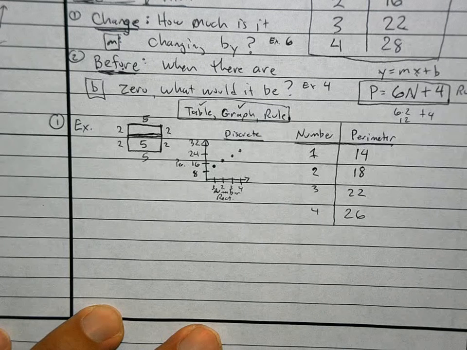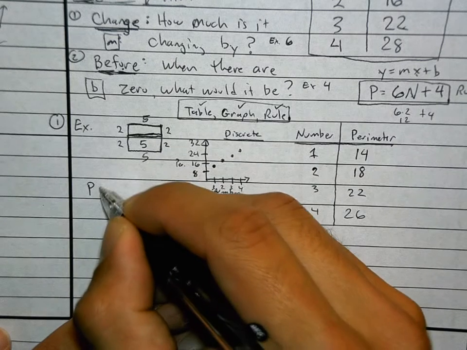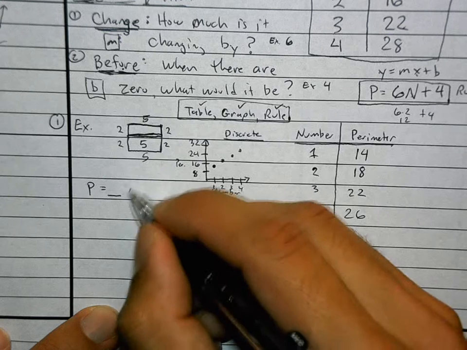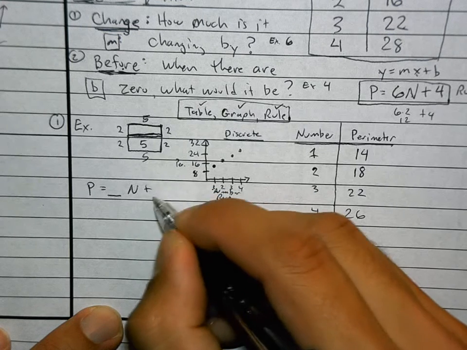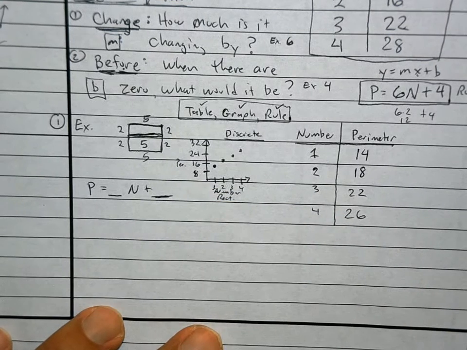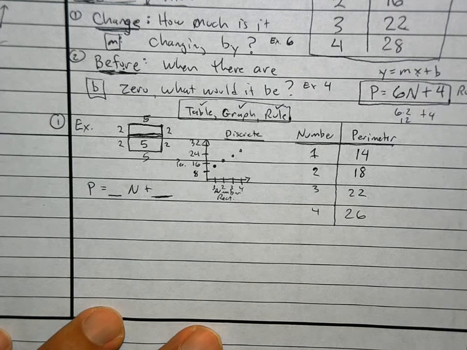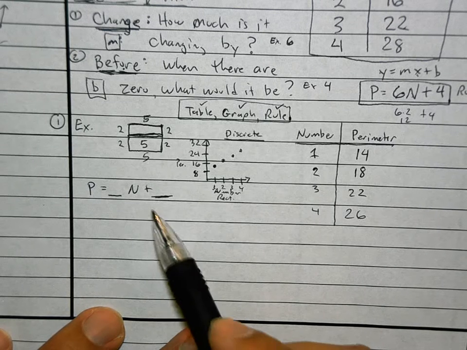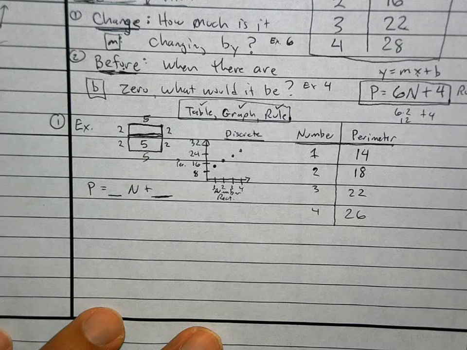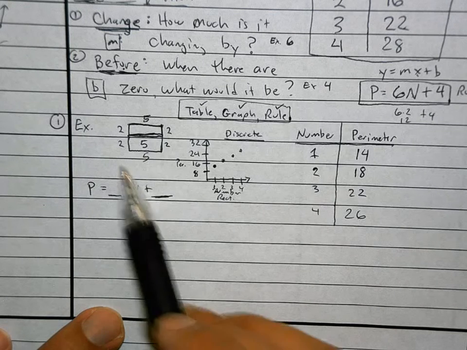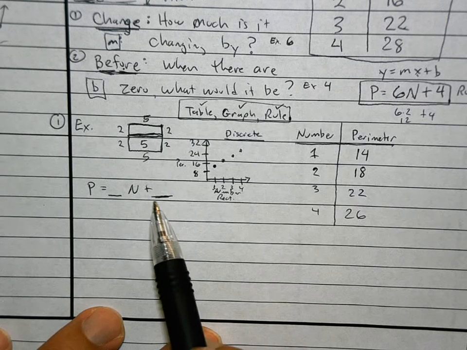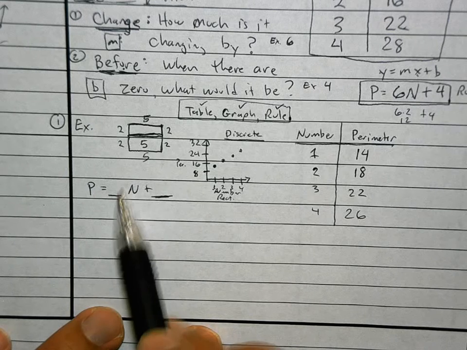Now the last thing, I need a rule. The rule is going to be something like P equals blank n plus blank. And what's going to go in front of the n, I hope you remember, is the change. And what's going to go after, what are we going to add? That's going to be the before, or where it begins. I'm not sure if you know these two things, so I want you to discuss this with the person you're sitting next to. What goes here, see if you can figure it out.